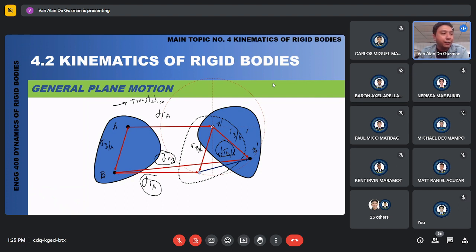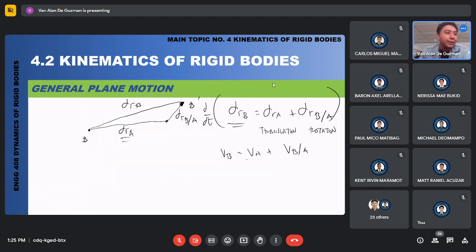Itong ating B, after niya mag-translate, nag-rotate pa siya having yung A, yung kanyang axis of rotation. So from here, lumipat pa siya dito. Kaya nagkaroon siya ng dalawang components, translation and rotation. Okay? Nagagets po ba natin yon? Okay lang tayo so far? Opo, sir. Gets po. Okay, good.